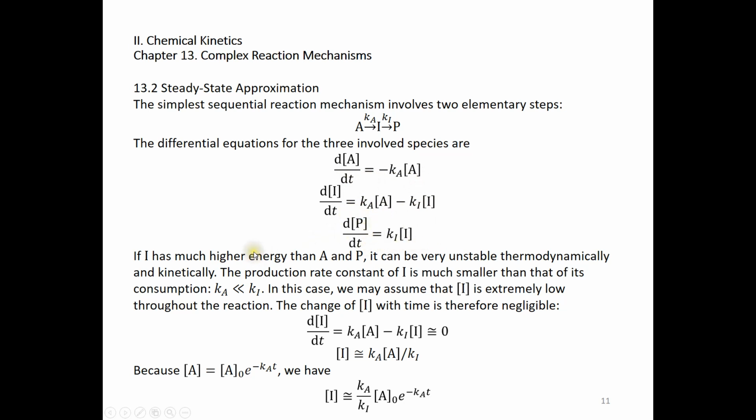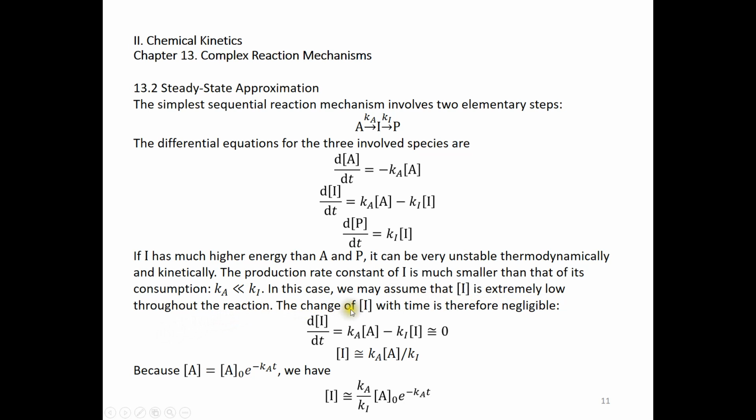If I has a much higher energy than both A and P, it can be very unstable, both thermodynamically and kinetically. The production rate constant of I is then much smaller than that of its consumption. That means k_A is much smaller than k_I. It takes a very long time to form I from A, but then once I is formed, it's converted to P immediately. And in this case, we may assume that [I] is extremely low throughout the reaction.